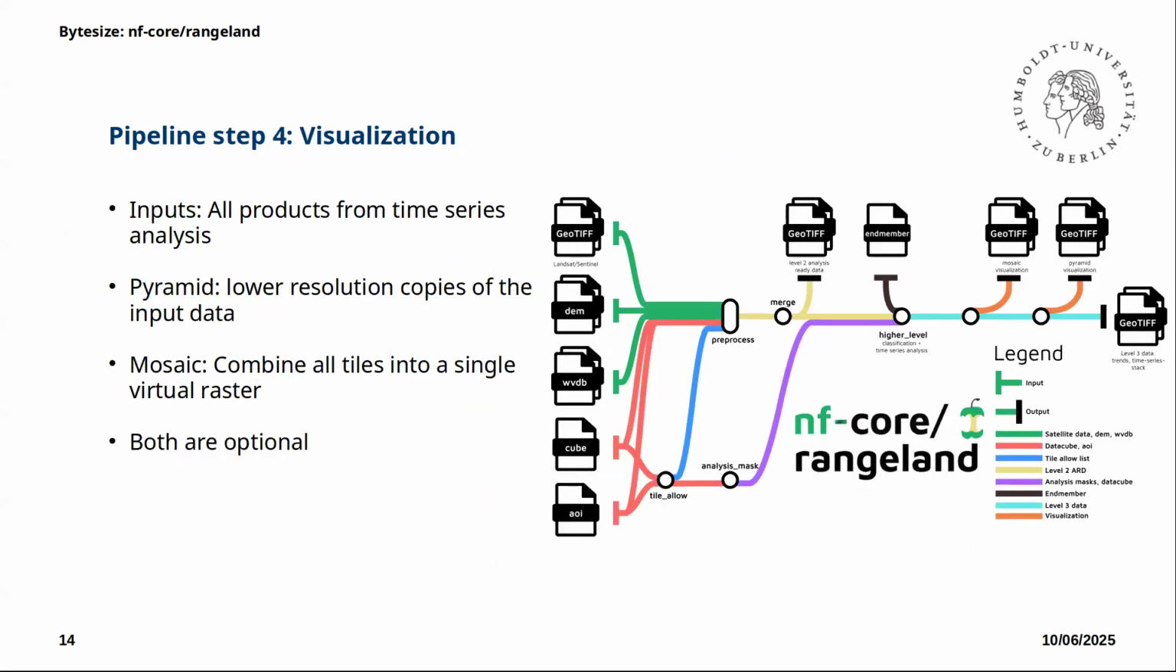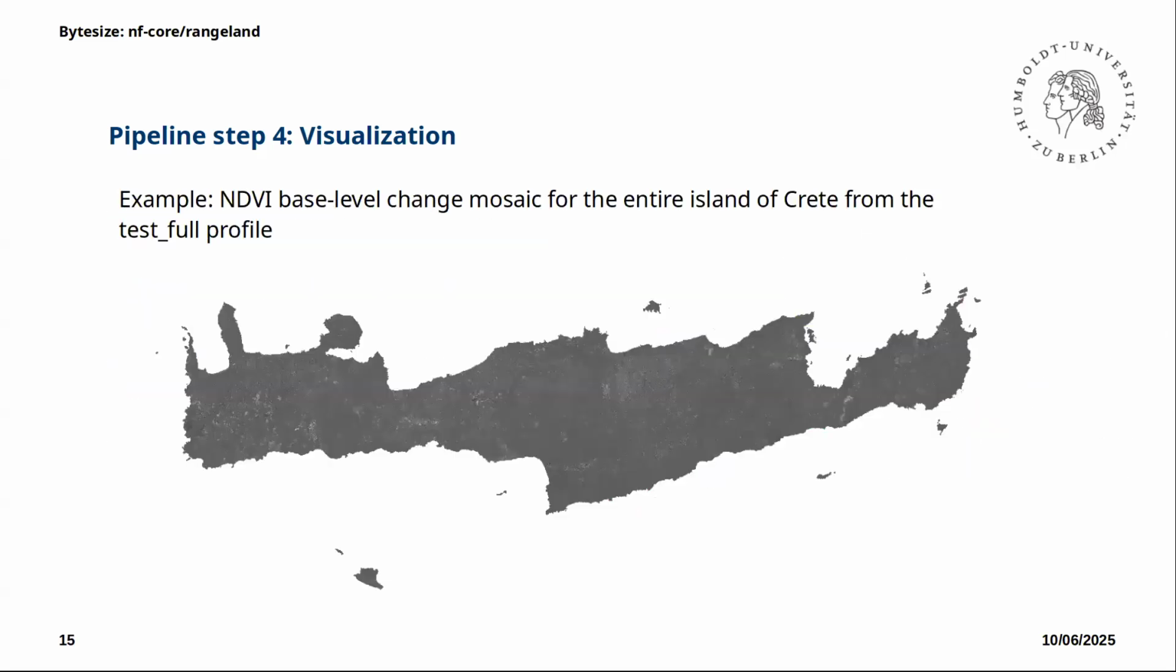Next up we have the visualization, which is the last step of the pipeline. There are two ways to visualize the results. First one is the pyramid. It's just a lower resolution copy of the input data. Input data here is, of course, the output of our time series analysis. And then we have the mosaic visualization, which basically aggregates all the tiles into a single virtual raster file. And both these can be combined. Both these are optional.